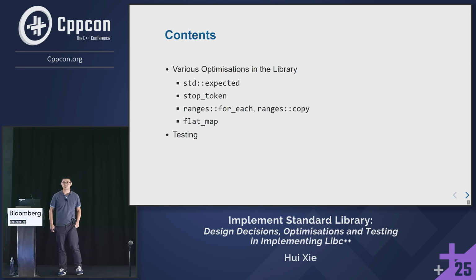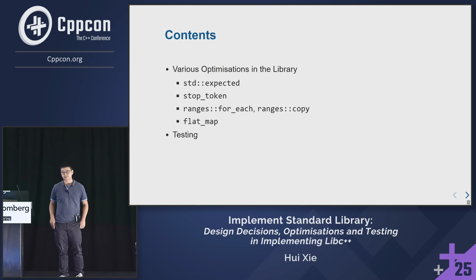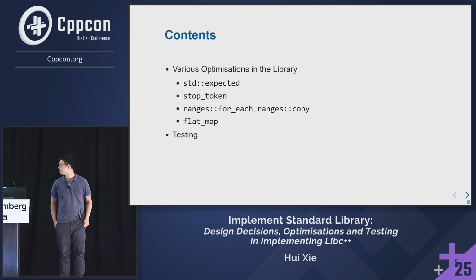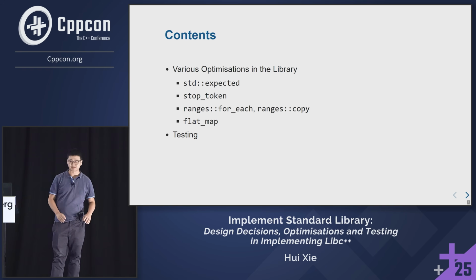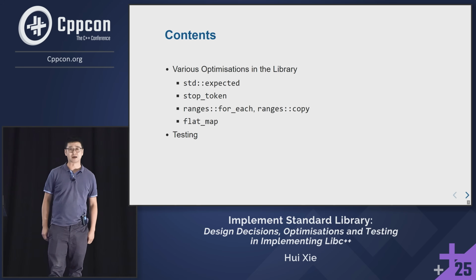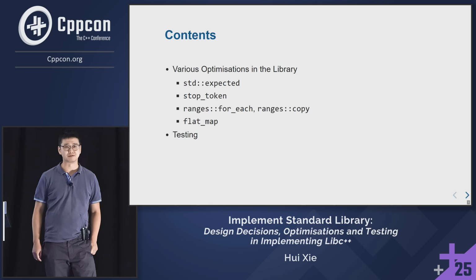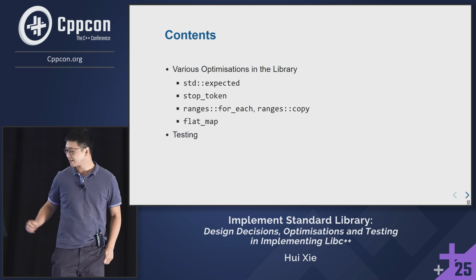In today's talk, I'm going to share some interesting examples about optimizations in the library. I'm going to focus on some standard types like expected and also some algorithms. And in the end, I'm going to share some testing techniques we've been using in the library.